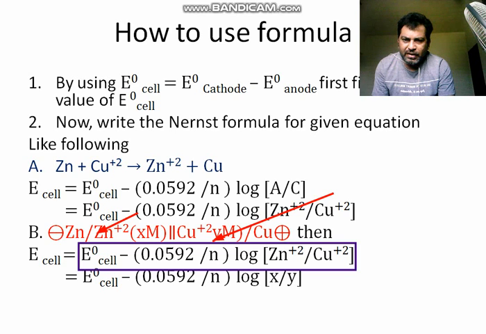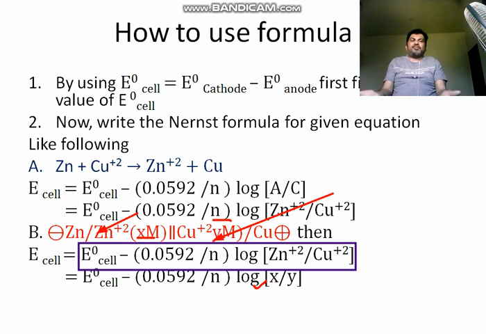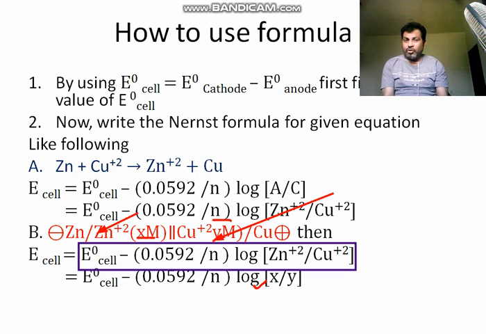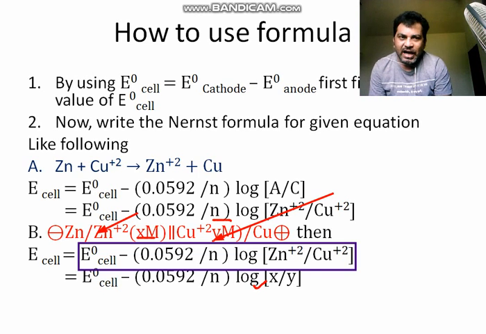See, the value of copper is given as X. Are you seeing this? And the value of zinc is given as X and the value of copper is given as Y. So here we have written X and Y. So simple, whatever values are given, you have to put them. And that is how to use the formula. So I hope that in this video you are able to understand how to use the Nernst equation for the calculation.